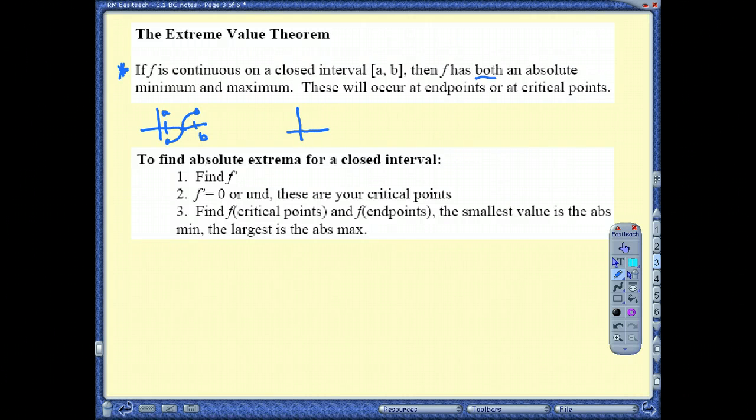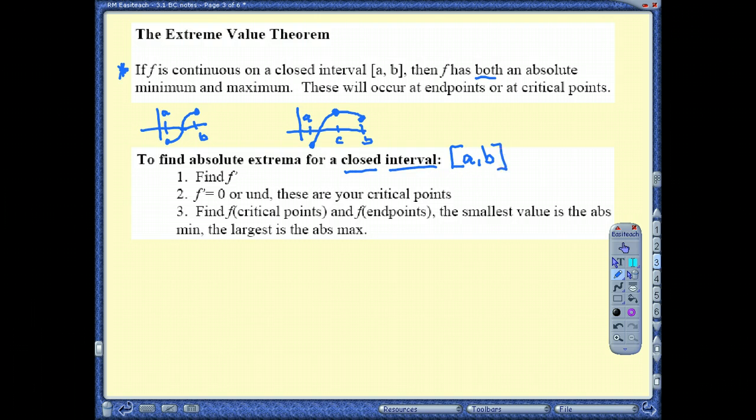We may also have something that looks like this. We've got B, we've got A, and here we have C. We do have a low point at A, but this time my high point is at C. That is going to be a critical point. So these extreme values, those absolute mins and absolute maxes, are going to occur at endpoints or at critical points. In order to find absolute extrema on closed intervals, closed interval, not open, so we're looking at the brackets.